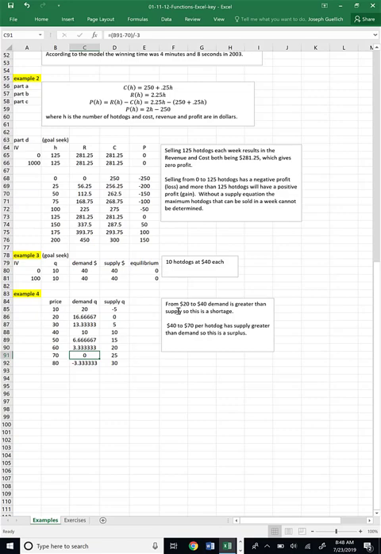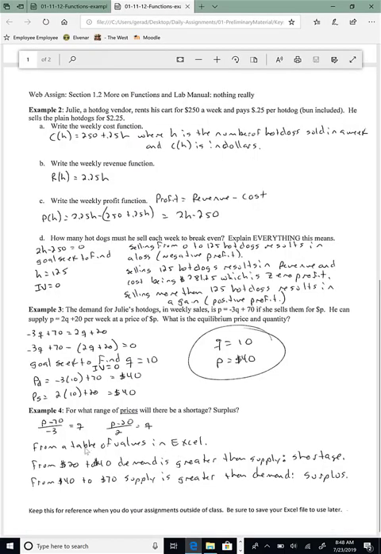So from $20 to $40, demand is greater, and that's what we call a shortage. And from 40 to 70, supply is greater, and that's what we call a surplus. And that's what I wrote down here. Exactly what I showed on that screen.